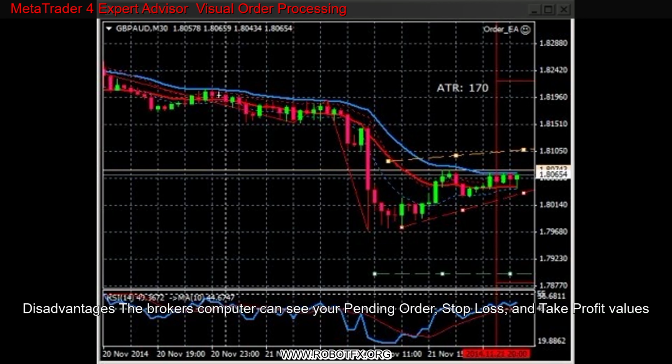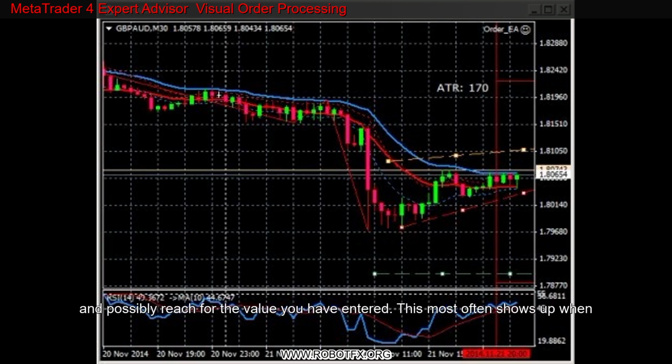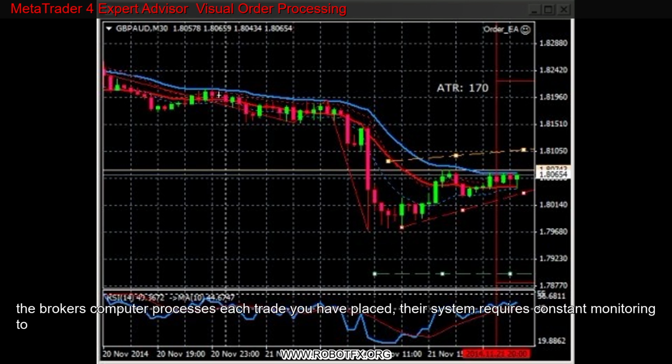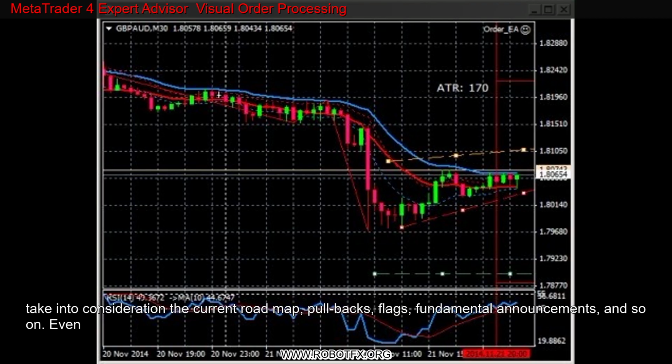The advantage is this system relies on the broker's computer and is always up and running. Delay time is very small and prices are most often executed within a fraction of a pip. The disadvantage is the broker's computer can see your pending order, stop loss, and take profit values and possibly reach the value you have entered. This most often shows up when a stop loss is hit while the actual price is still far away.